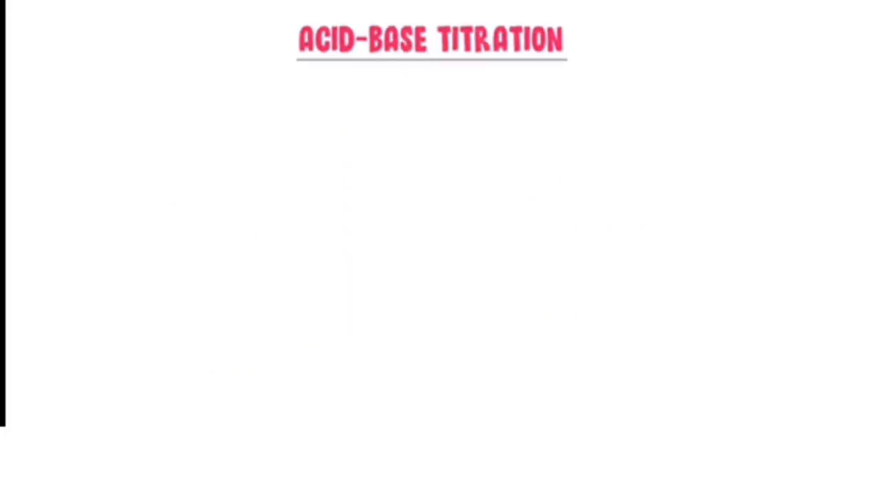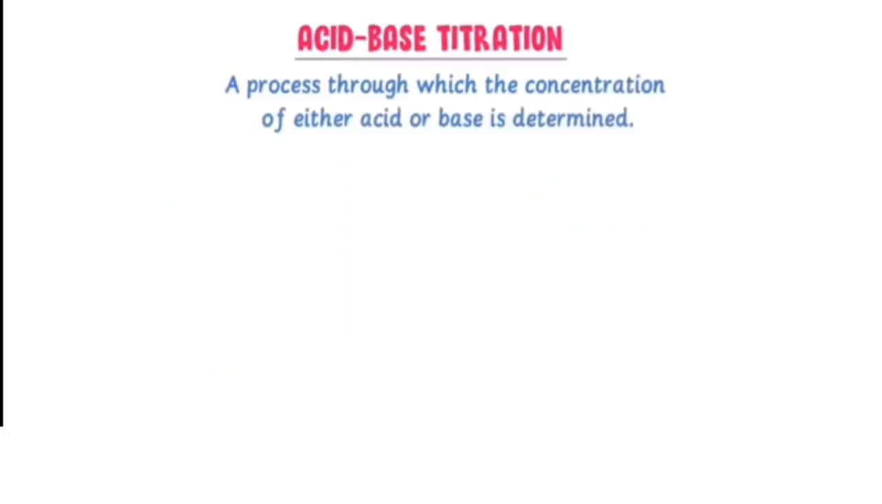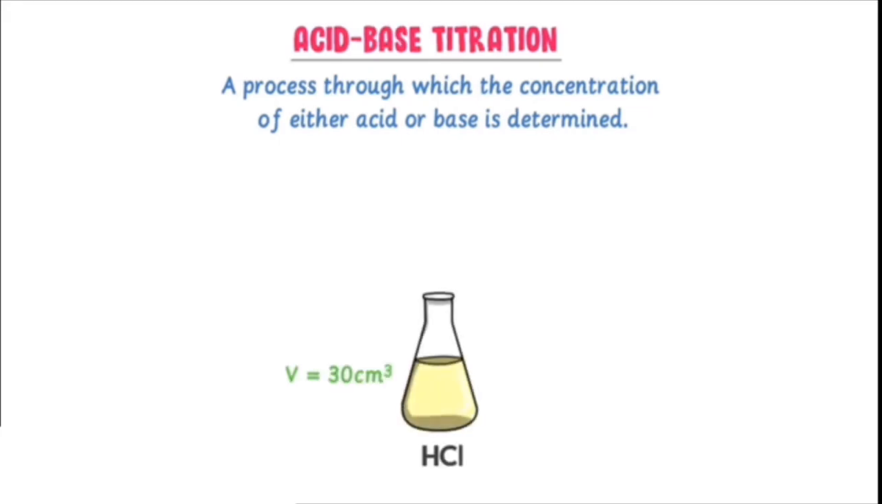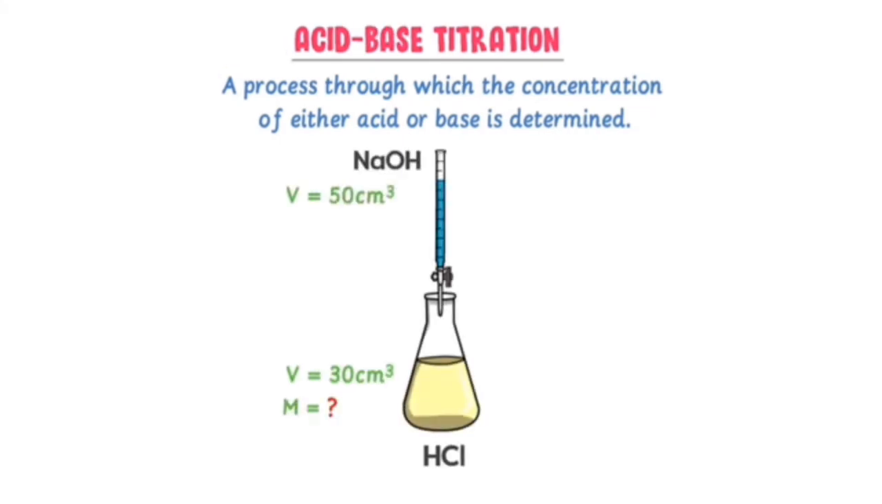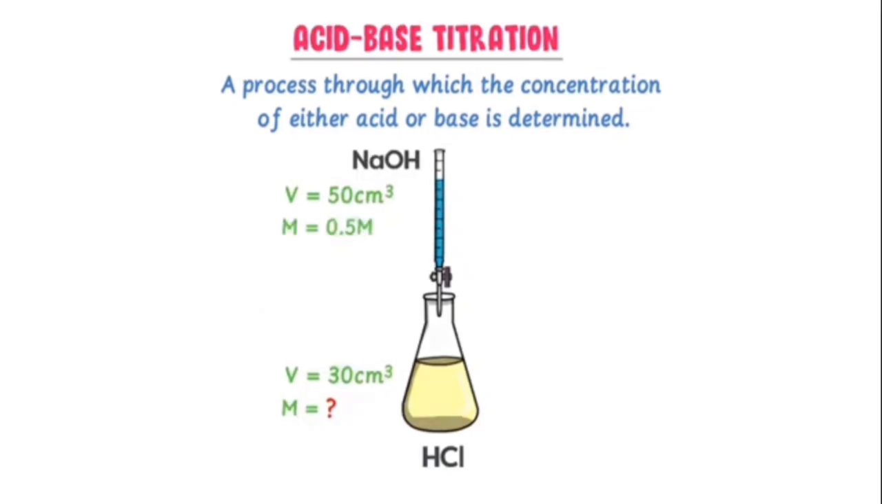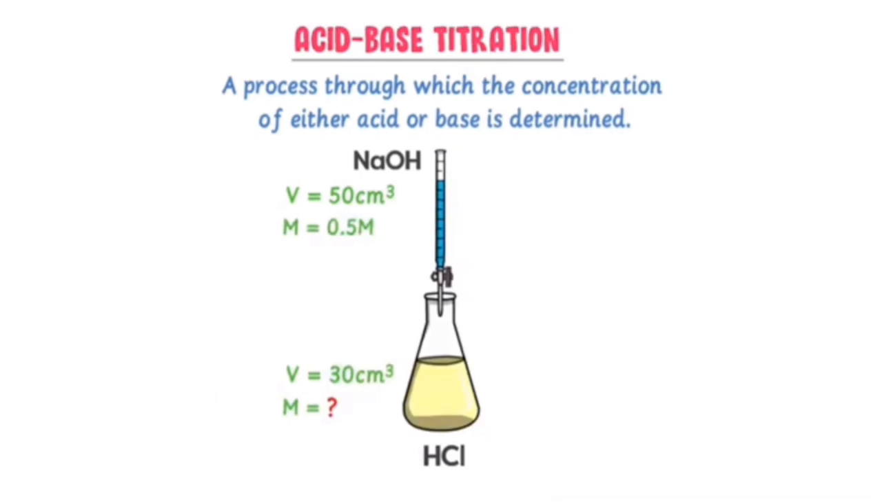Now, what is acid-base titration? Well, a process through which the concentration of either acid or base is determined is called acid-base titration. For example, consider 30 cm3 of HCl solution in a conical flask. I take 50 cm3 of sodium hydroxide solution in the burette which has 0.5 molarity. Also, we know that acid like HCl reacts with base like sodium hydroxide to form salt plus water. So we would react acid HCl with base like sodium hydroxide. This whole process is called acid-base titration.